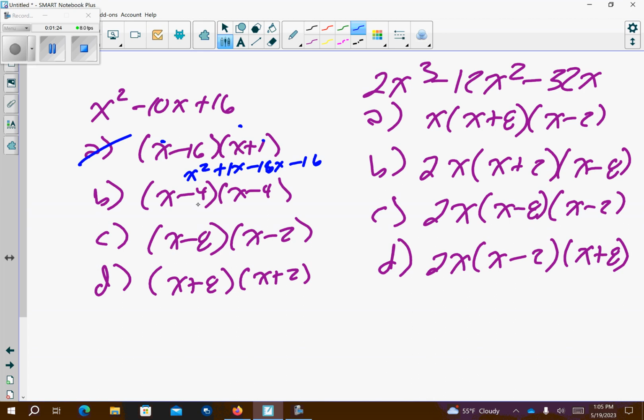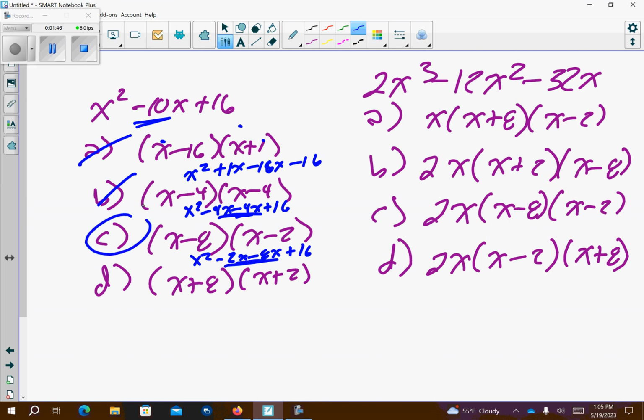Multiply this one, you get x squared minus 4x minus 4x plus 16. Okay, that looks good. If I add those together, I get minus 8, not minus 10, so it's eliminated. Multiply this one, so that's going to give me x squared minus 2x minus 8x plus 16. That's got to be the answer, so when I add those together, I get a negative 10, so it's letter C.